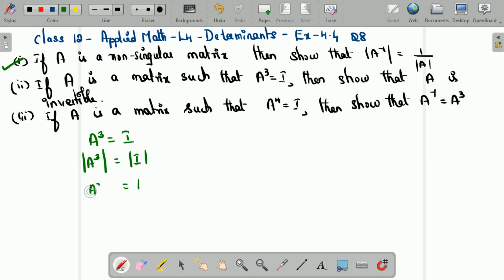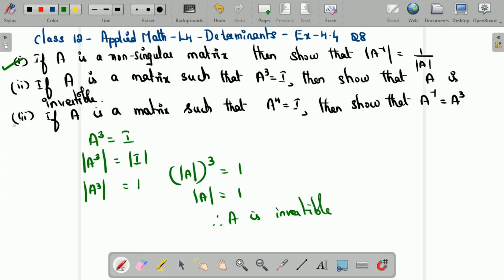So determinant of A cube is going to be equal to 1, means determinant of A the whole cube is equal to 1. That means determinant of A is equal to 1. So here the value of the determinant of A is 1. It is not equal to 0. Therefore, A is invertible. So with that conclusion, we are able to prove that the second question is correct. Now let's move on to the third subdivision.